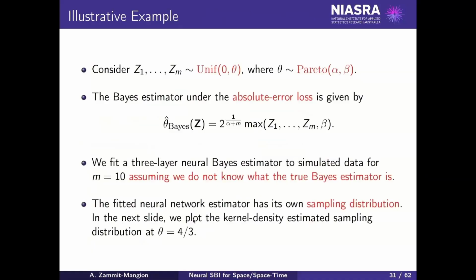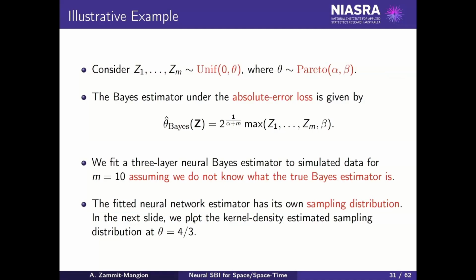Okay, so let's just look at this in action on a very simple problem. We've got a sample of size m from a uniform distribution with an upper bound theta, and we want to estimate that theta. We're going to choose theta to be Pareto distributed. Why Pareto? Because in this case, we get a conjugate distribution, and we actually know the analytical form of the posterior median of theta. It's of course nonlinear in the data, and it's a function of the prior.